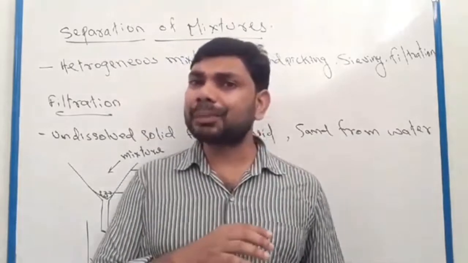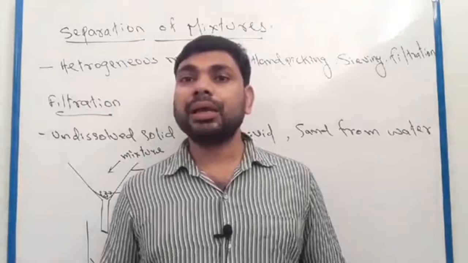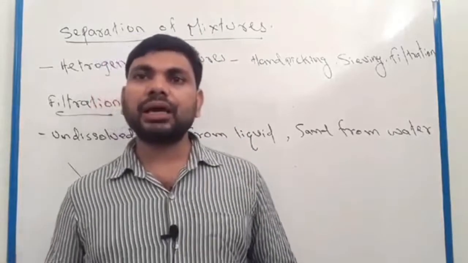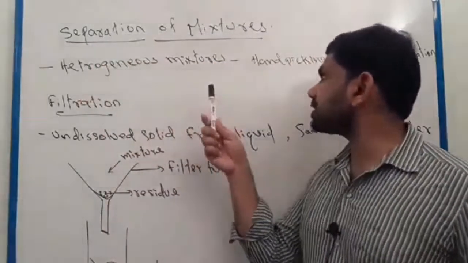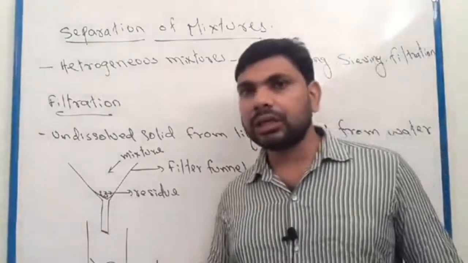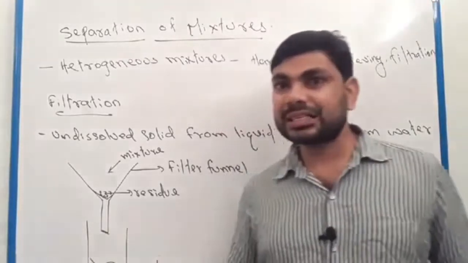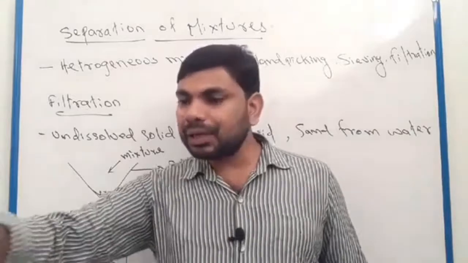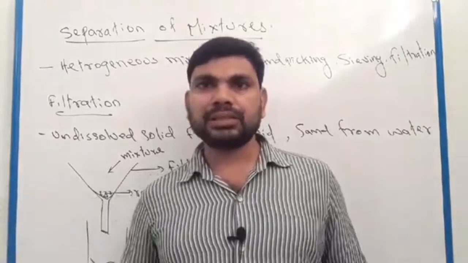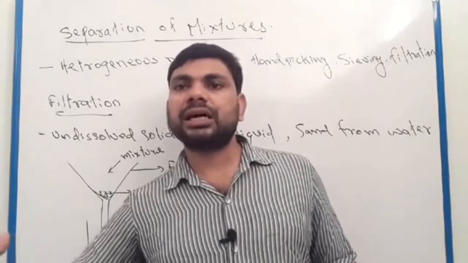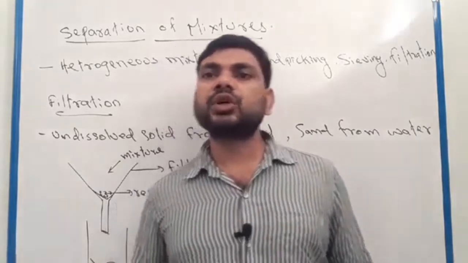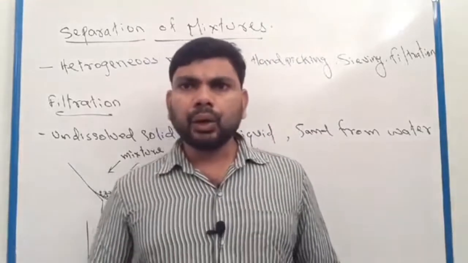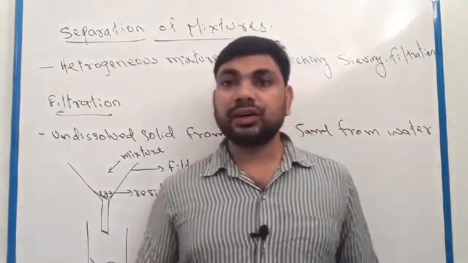Heterogeneous mixture we can separate very easily. For example, filtration, sieving. This type of technique we can use. Heterogeneous mixture we can separate by simple hand picking method, sieving, filtration. Simple hand picking method means we have one heterogeneous mixture, we can simply separate with hand. Some types of mixture we can separate like this. This type of method is called simple hand picking method. Clear? Okay, after this we have to discuss filtration.